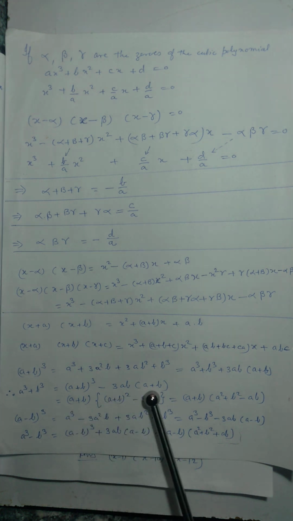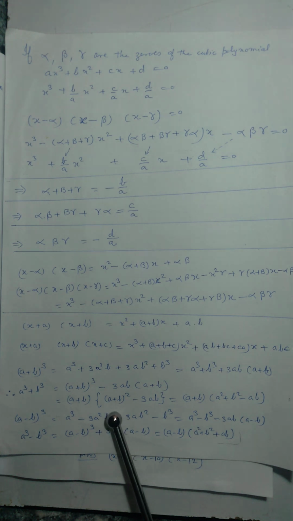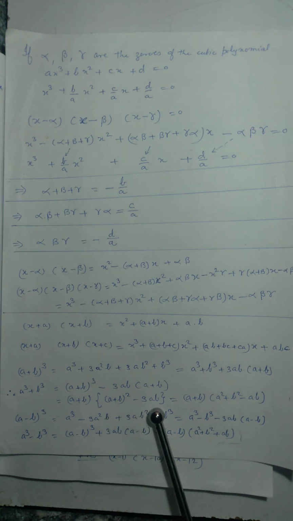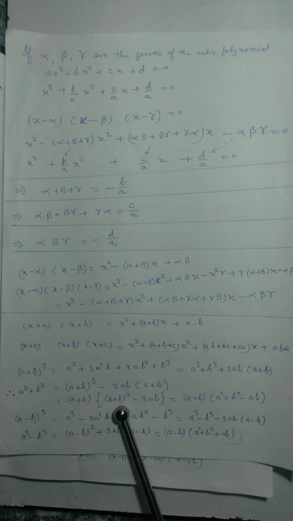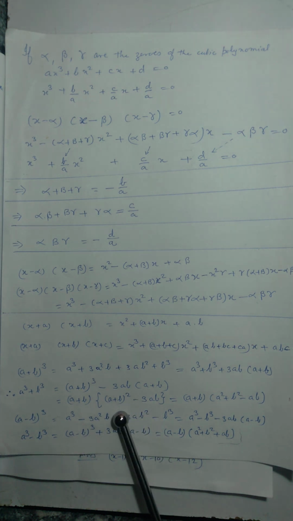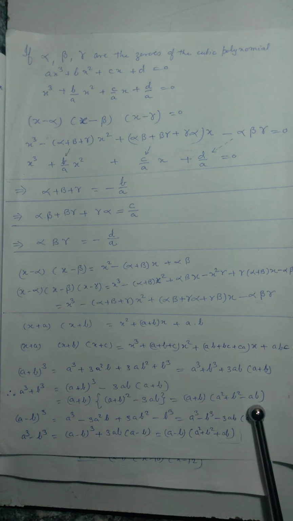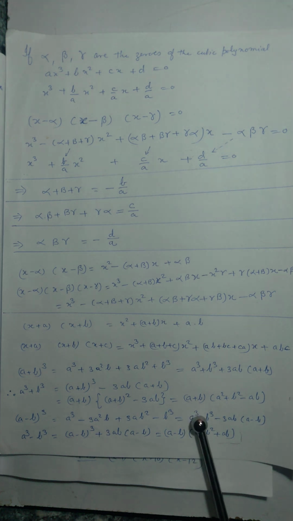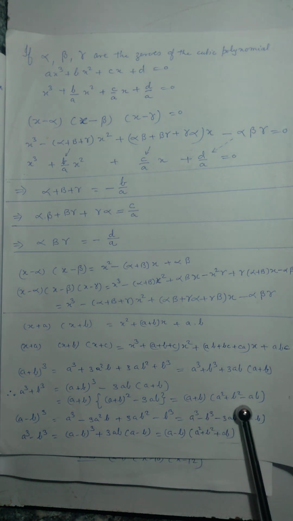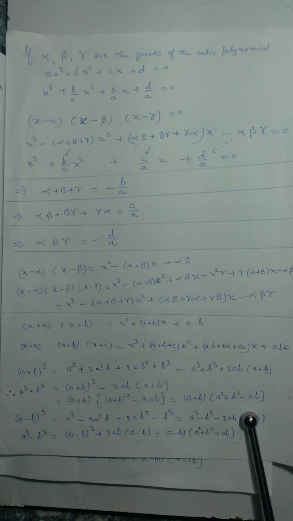If you just take out a plus b common from these two places, you will get (a plus b) whole square minus 3ab. And if you just open it, you see a square plus b square plus 2ab. Here it is minus 3ab. So 2ab will be cancelled by 3ab and ultimately you will get minus ab. So you see ultimately the result will be a plus b in one bracket, and in the other bracket it will be a square plus b square minus ab.